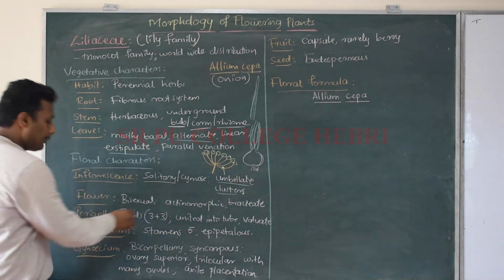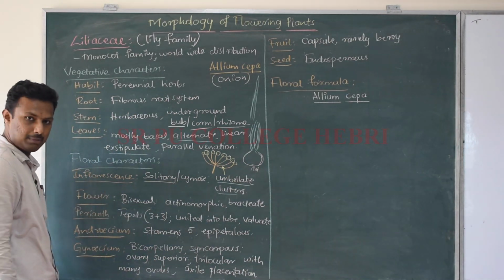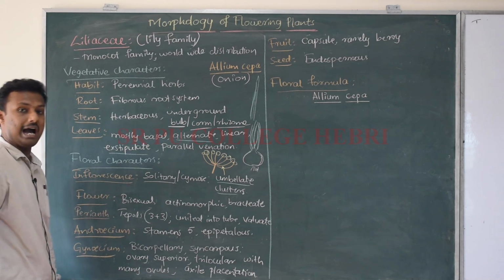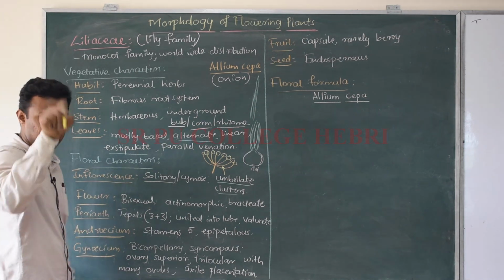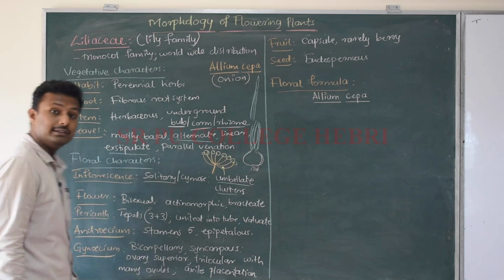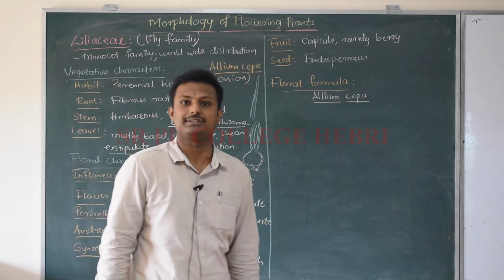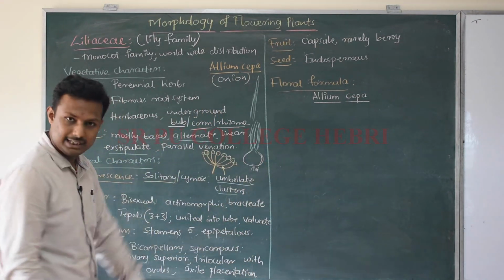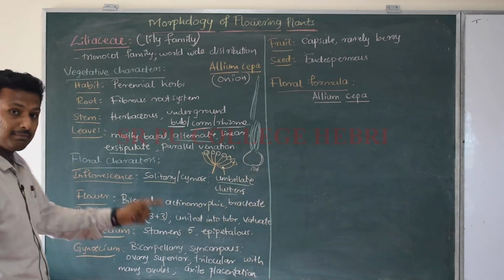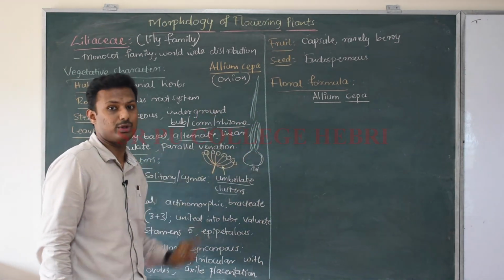Then flowers are bisexual, that is both Androecium and Gynoecium are present. Then it is actinomorphic, that means you are going to write the plus circular symbol, and they do have bract. That is why it is bracteate flower. Right, so we will mention the bract in the floral formula and floral diagram.